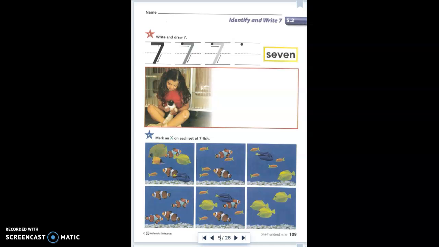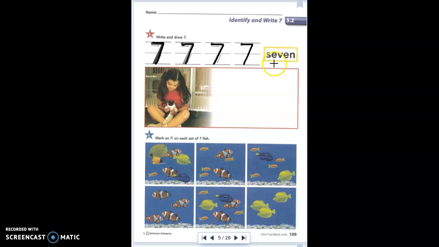Good morning. Let's work together on Lesson 5.2, Identify and Write number 7, pages 109 and 110. At the top of our page, we see the number 7. 7 goes across the top line and angles down all the way to the bottom line. I'm going to trace and trace, and then finally make my own.